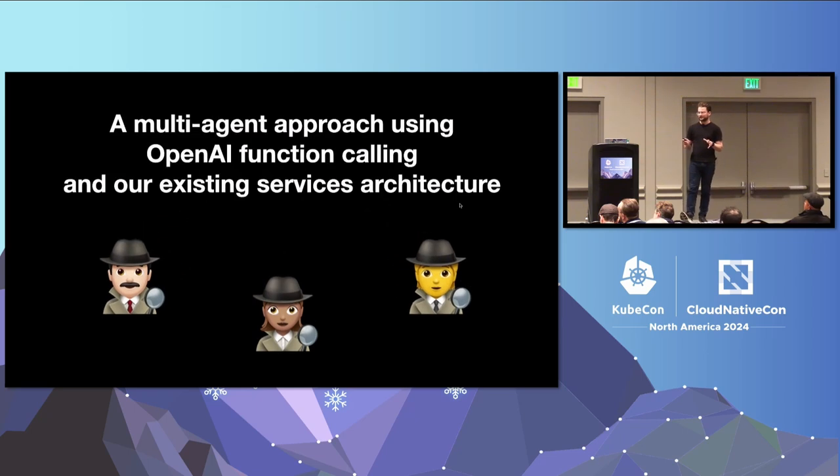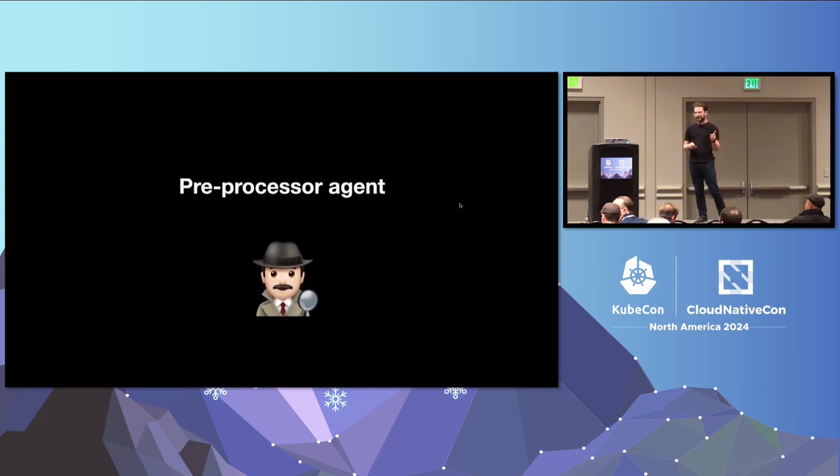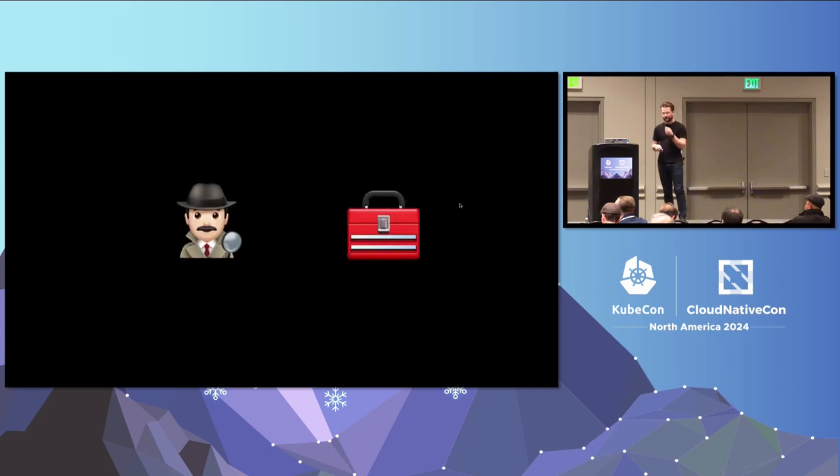The way this works is a multi-agent approach, again using OpenAI function calling, using our existing services architecture in our API, in our backend. We have a bunch of the stuff split up with specific database calls and specific services that these AI agents can essentially use inside of our backend. The very first AI agent that receives a query from a user is one that we call the preprocessor agent. And the preprocessor agent has its toolkit. That's a bunch of the functions that it has inside of the function calling.